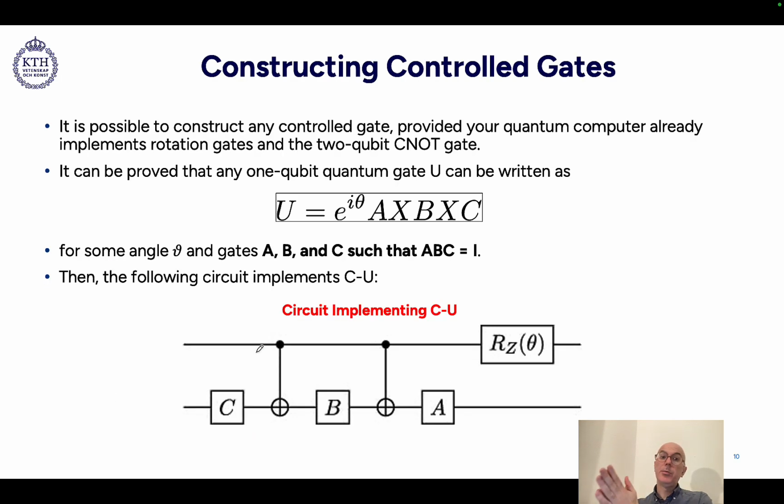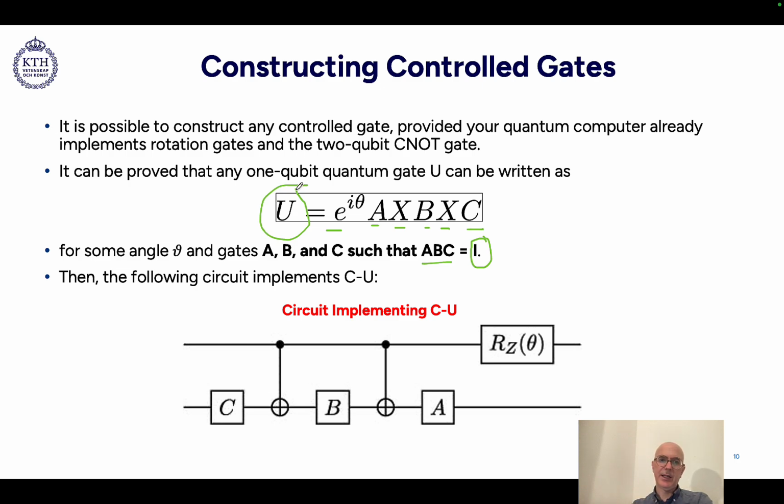It's also possible to construct any controlled gate provided our quantum computer already implements rotation gates and 2-qubit CNOT gates. It can be proved that any 1-qubit quantum gate U can be written as follows. We apply a rotation by some angle theta, and gates A, B, and C such that multiplied together they result in the identity matrix. So if we find these three matrices, an angle theta will exist, and we can formulate this quantum gate U.